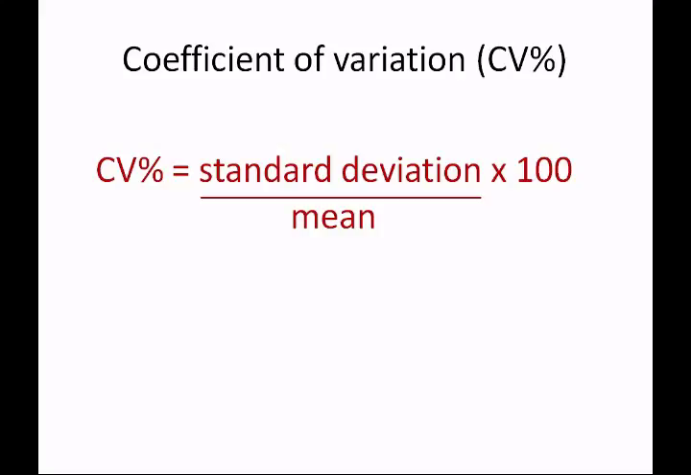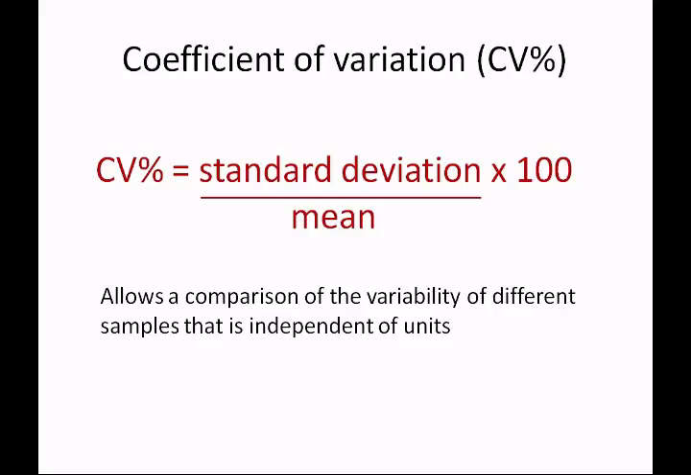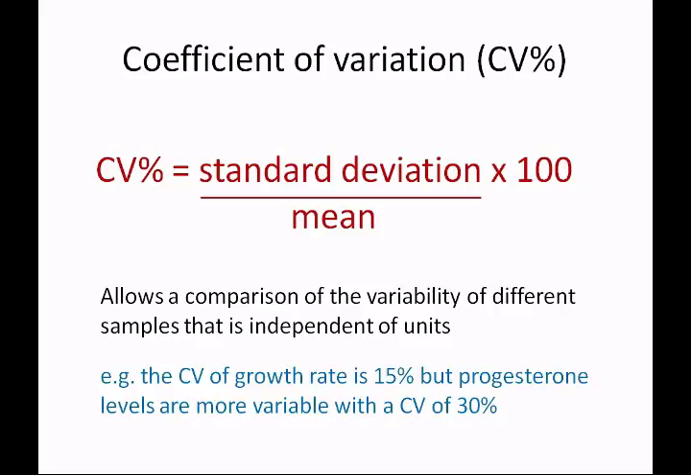The coefficient of variation is another way of looking at variability within samples. The coefficient of variation, or CV, is the standard deviation divided by the mean and expressed as a percentage. And what this allows us to do is to make comparisons of the variability of different samples that is independent of the units in which those samples are measured. For example, the coefficient of variation for growth rate is 15%, but progesterone levels are more variable, with a coefficient of variation of 30%.